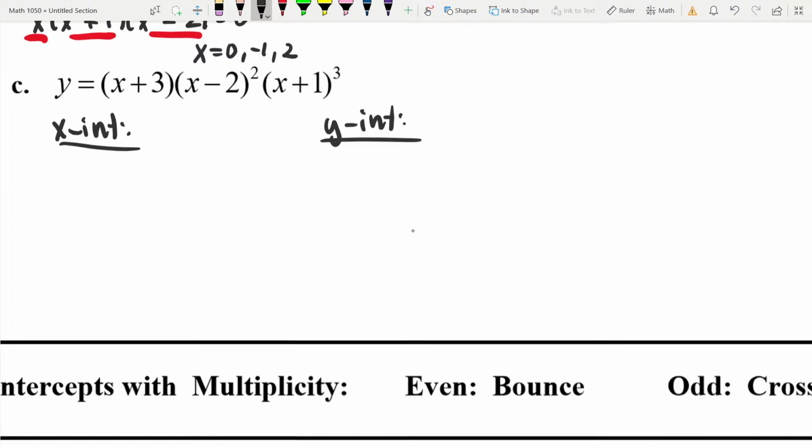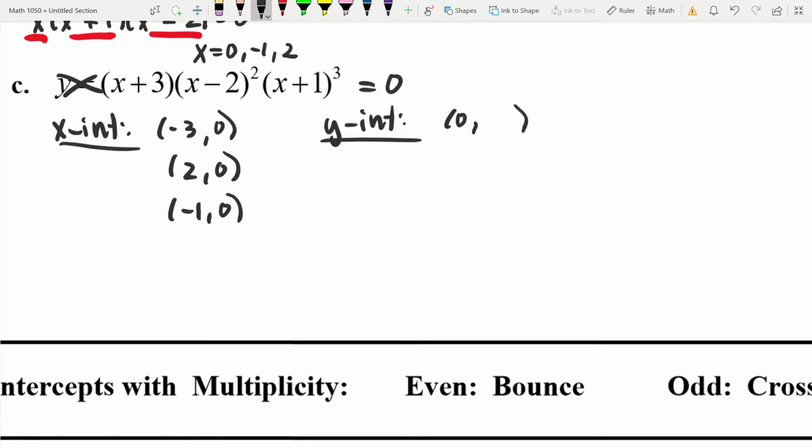To find the x-intercept, let y be 0. To find the y-intercept, let x be 0. Now, in my opinion, the x-intercept is easier. Look, I could literally just do that. Set the y equal to 0. What do I get? (-3, 0), (2, 0), and (-1, 0).